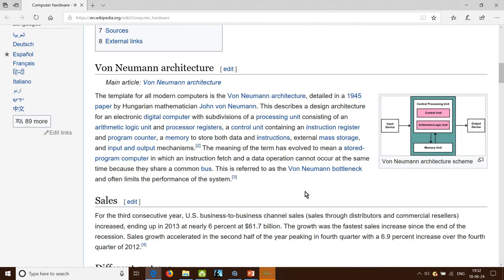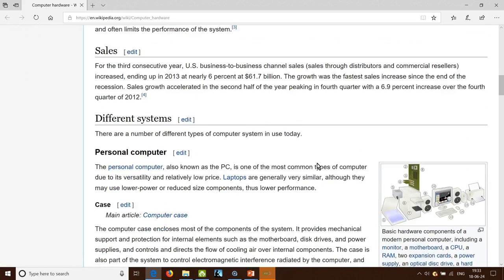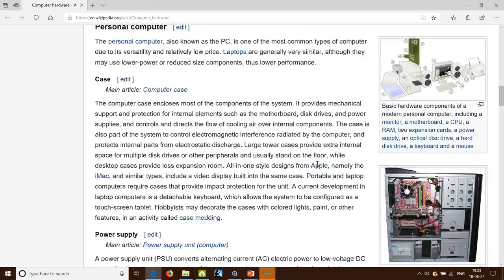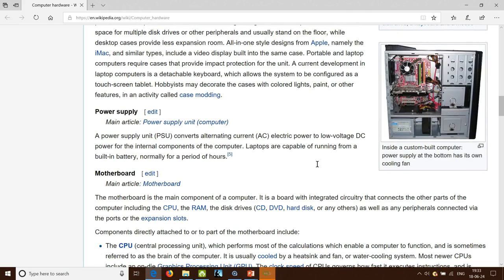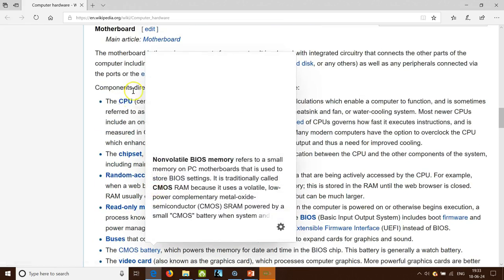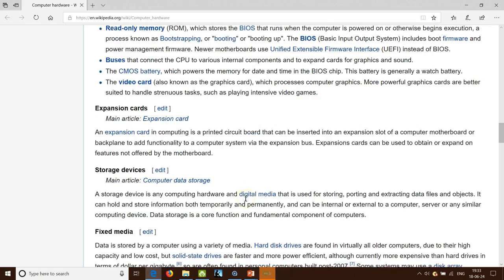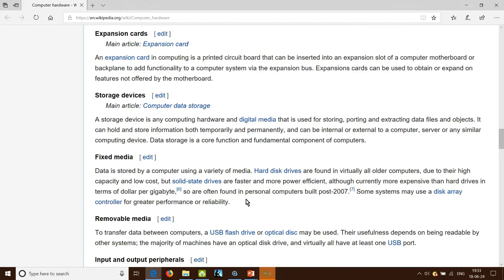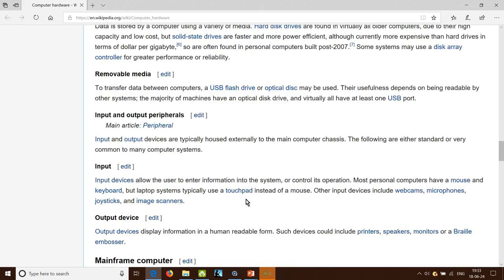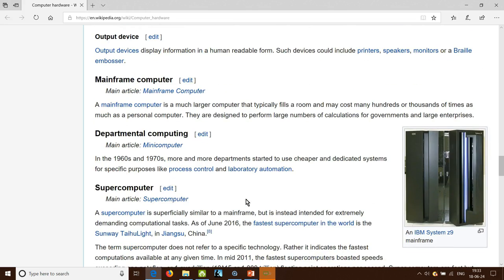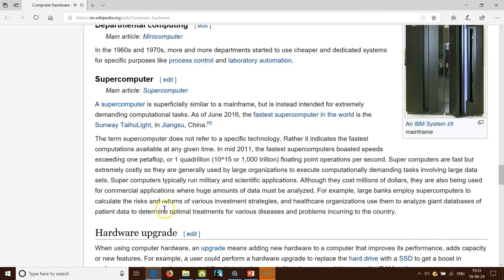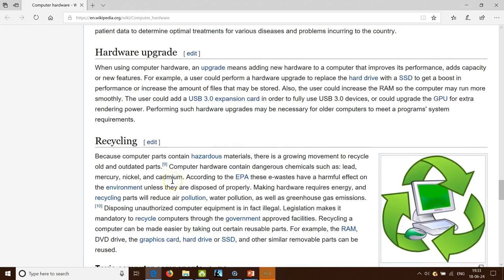We have various computer architectures. One of them popular is the von Neumann architecture. We have many other components to the computer like power supply, motherboard, and memory, random access memory, read-only memory, and so on. We have also storage devices, additional storage we can add if that is supported. We have supercomputers and so on.